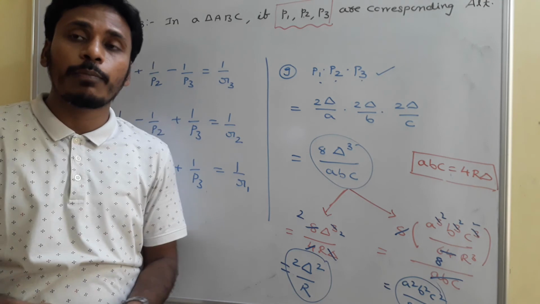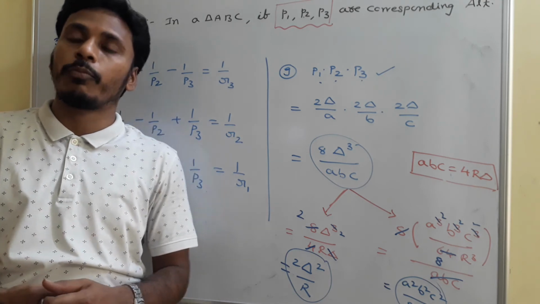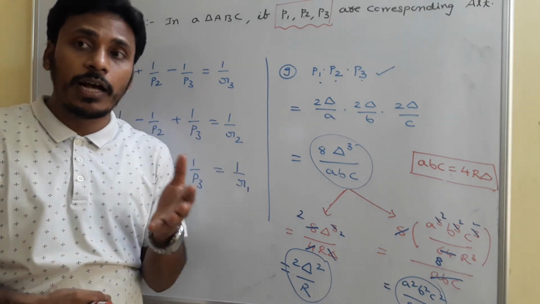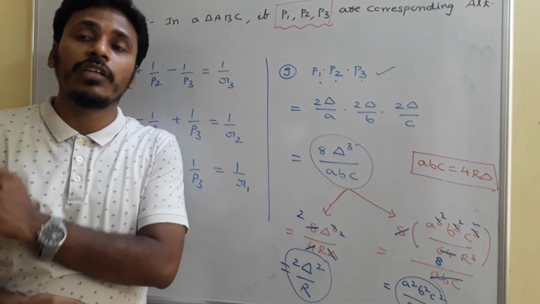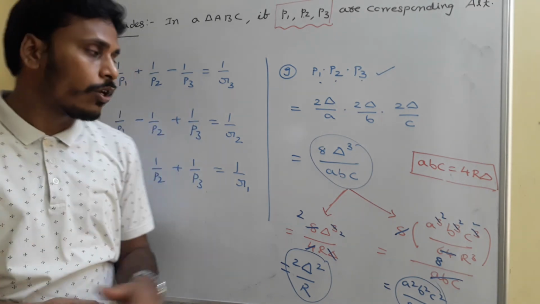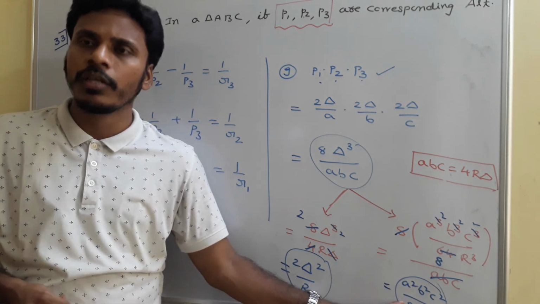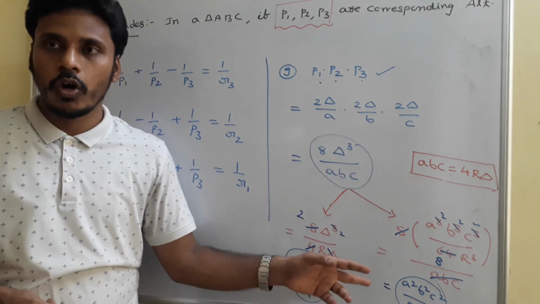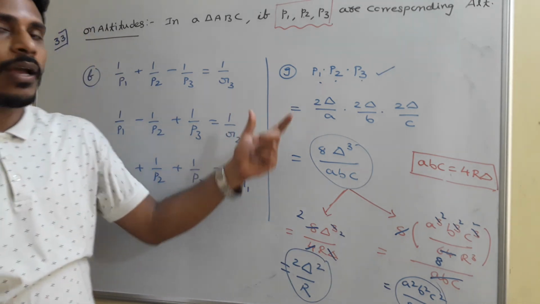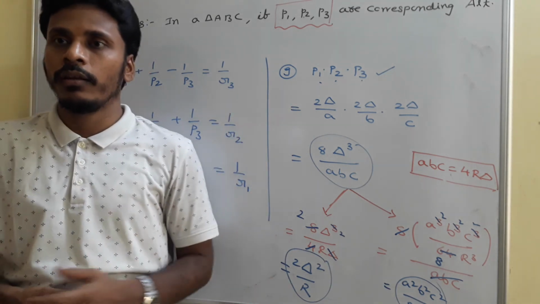Usually you will face these types of problems as more than one answer type questions. If they ask you, P1, P2, P3 is equal to what, if they are altitudes, and you have these three as your options in the choices, you need to choose all the three. Okay, just have a look. This is G, and then we need to prove the next one, which is H.